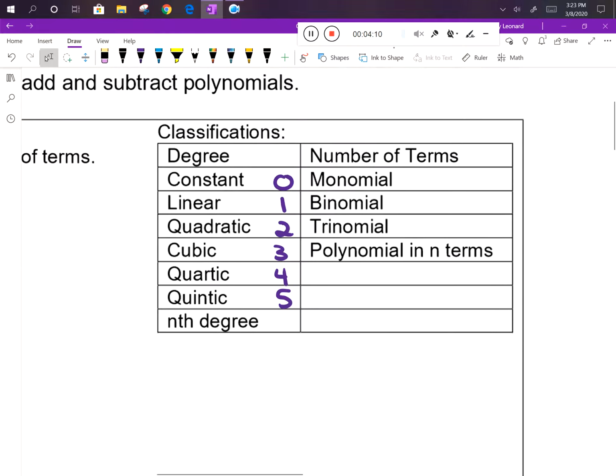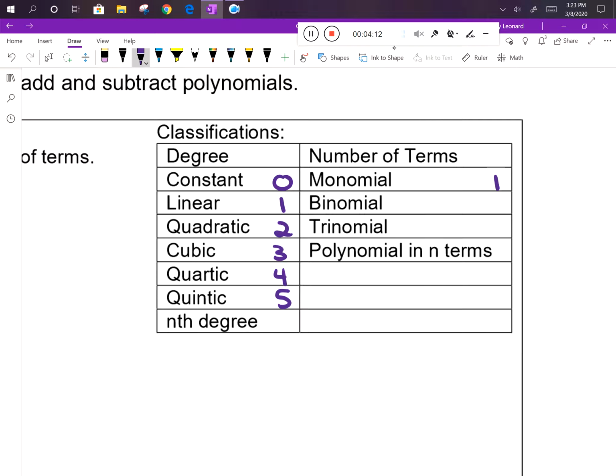So when there's just one term in a polynomial, we call that a monomial, like a monorail only has one rail. A binomial has 2 terms, like a bicycle has 2 wheels, and a trinomial has 3 terms, like a tricycle has 3 wheels. If it has more than 3 terms, we just refer to it as a polynomial, but then we specify how many terms it has.